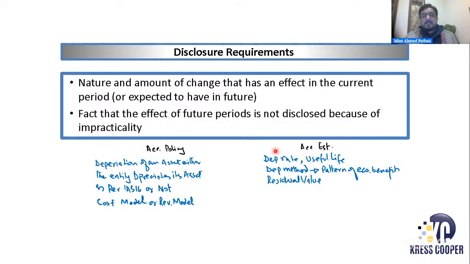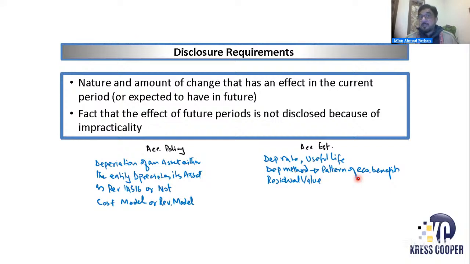And here I just wrote a few accounting policies and accounting estimates just for the sake of clarity. Depreciation is an accounting policy. Okay, cost model or revaluation model is an accounting policy, whereas depreciation rate, useful life, method is accounting estimate. Remember, mostly people get confused in depreciation methods, that's why depreciation method is accounting estimate.